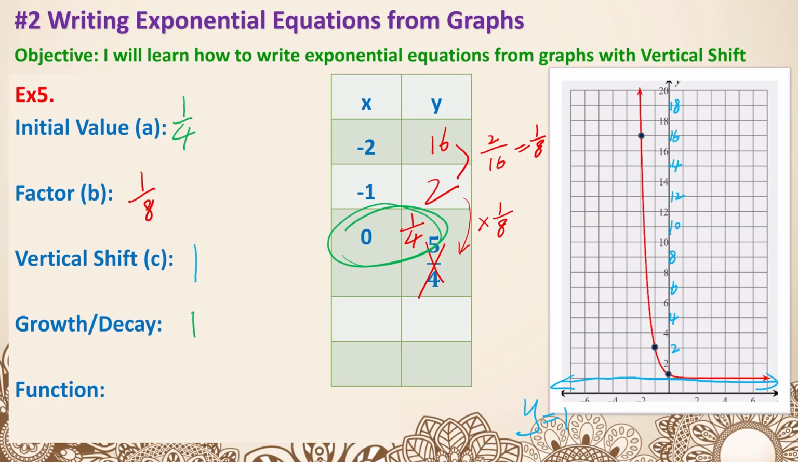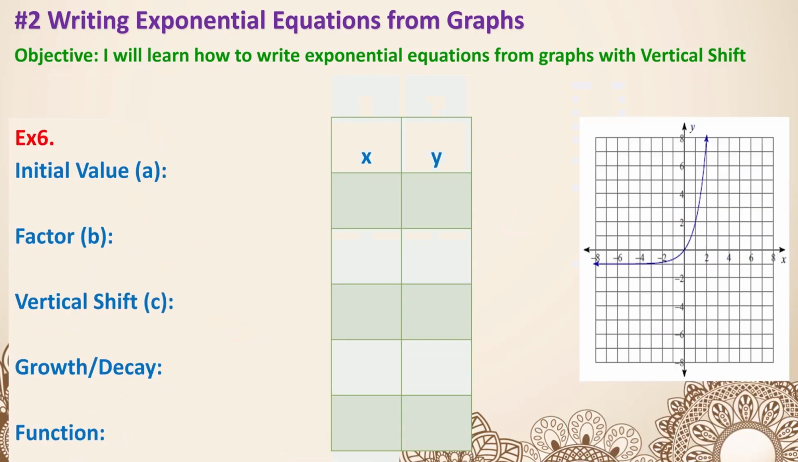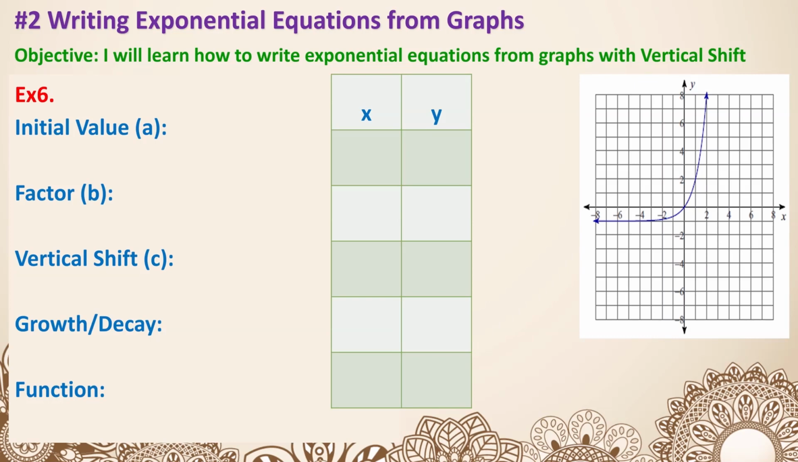It's going down, so it's decay. F of x equals 1/4 times 1/8 to the x power. Again, don't forget the parentheses, and plus 1 on the end. That is example 5. Moving on, example 6. Same thing, let's move the axis.